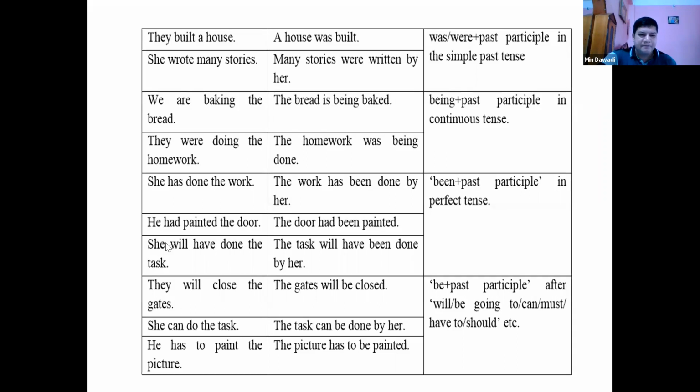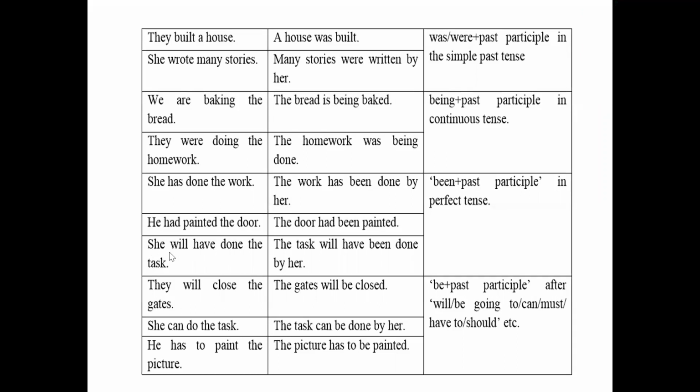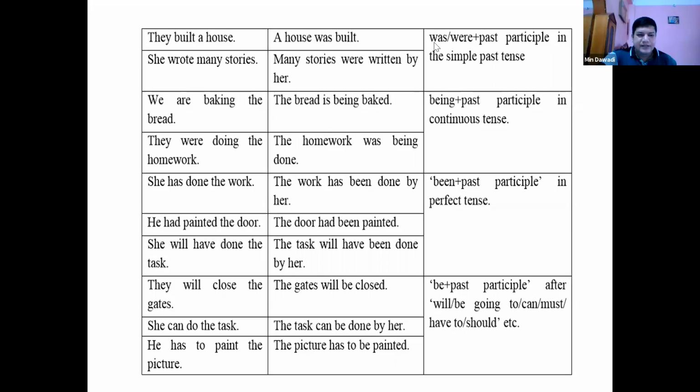Just see the example here. She will have done the task. This is active, and its passive is the task will have been done.